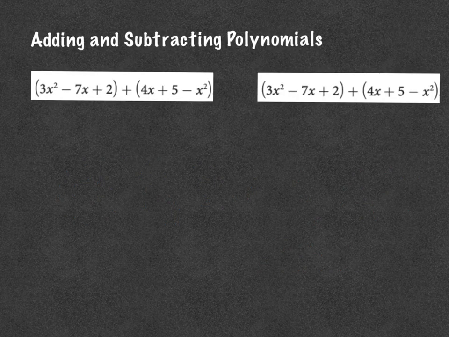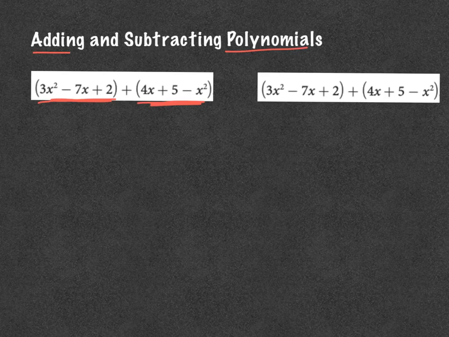All right, so we are going to start by learning how you can add polynomials. I'm going to show you 2 different ways to add polynomials, and once you see this, it's really quite easy. So we have one polynomial, 3x squared minus 7x plus 2, plus another polynomial. Now, you guys know when you're adding, it does not matter the order you add in.